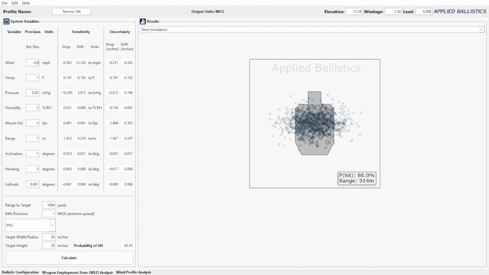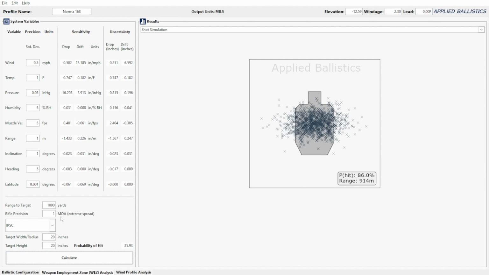So let's say we were absolutely bang on the money with wind. We didn't make any windage error at all. Then that tidies that right up. We've just got a couple of misses, but other than that, we're at a 96.6% hit probability at 914 meters or 1,000 yards. But that tells us that wind is probably one of the biggest problems here.